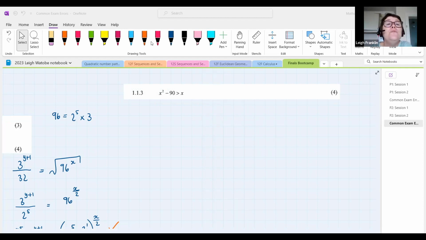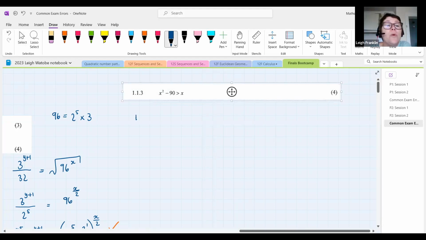Okay, so the first thing that we would want to do in question 1.1.3 is get it into standard form. So we need to transpose that x. So we're going to say x squared, and then to save ourselves a little bit of time, we can just go ahead and pop it in the middle and then put our minus 90 at the end like that.